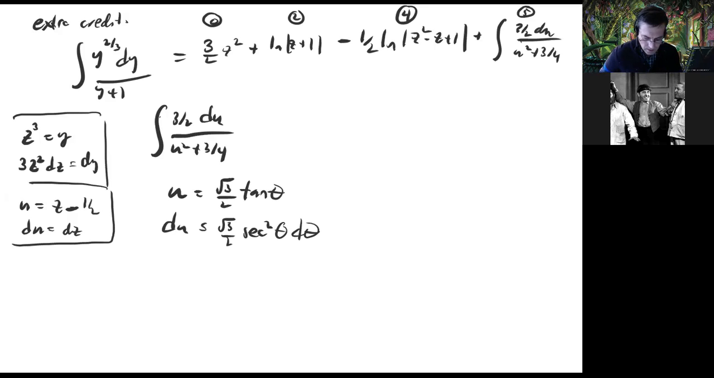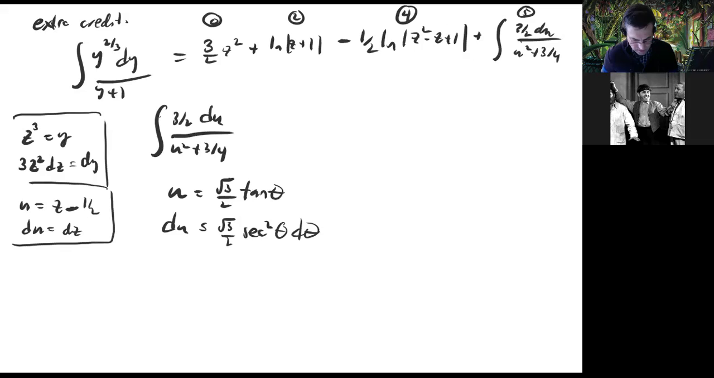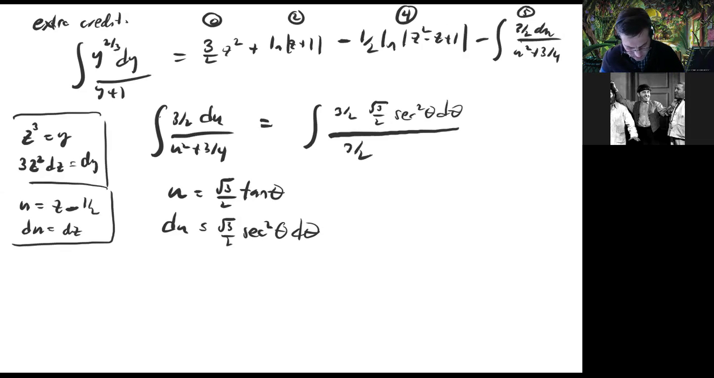I just noticed that there should be a sign change over here, I believe, if you go back to a previous slide. So this integral of 3/2 du over u squared plus 3/4 becomes the integral of 3/2 times the square root of 3/2 secant squared theta d theta, and on the bottom is 3/2 secant squared theta because of the trig identity. So we get a lot of cancellation, and this becomes the square root of 3/2 theta plus c.